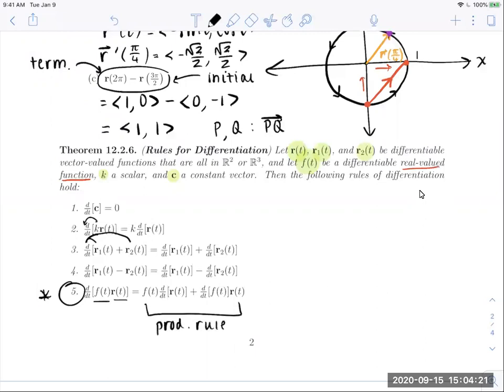And what that says is you're going to leave your real valued function f of t, multiply it by the derivative of r of t, plus the derivative of your real valued function f of t times that vector valued function r of t. So again, the product of a real valued function times a vector valued function obeys the product rule.